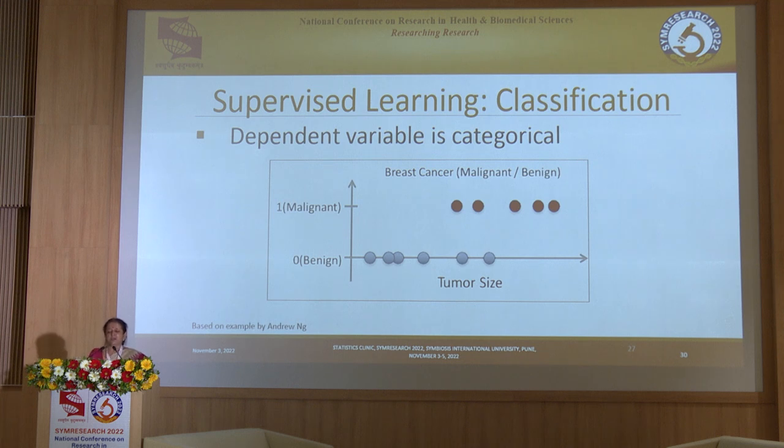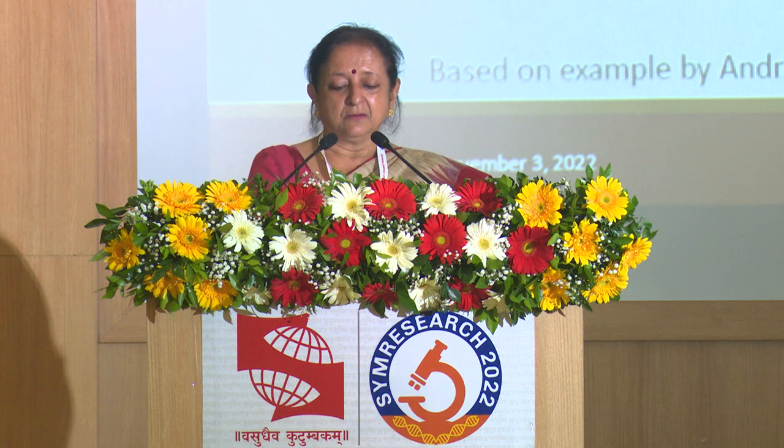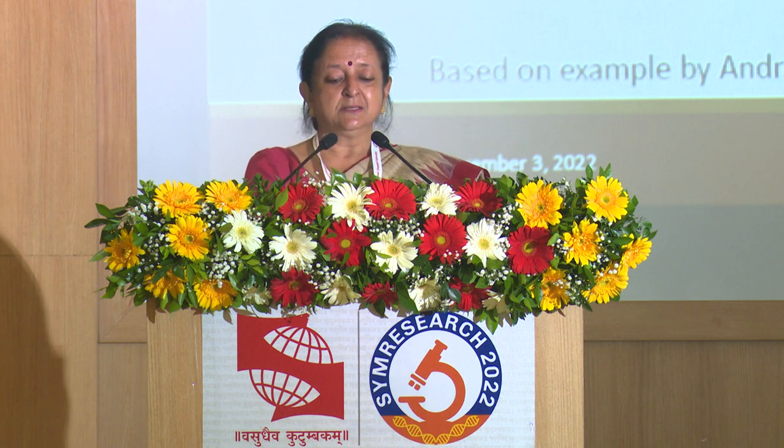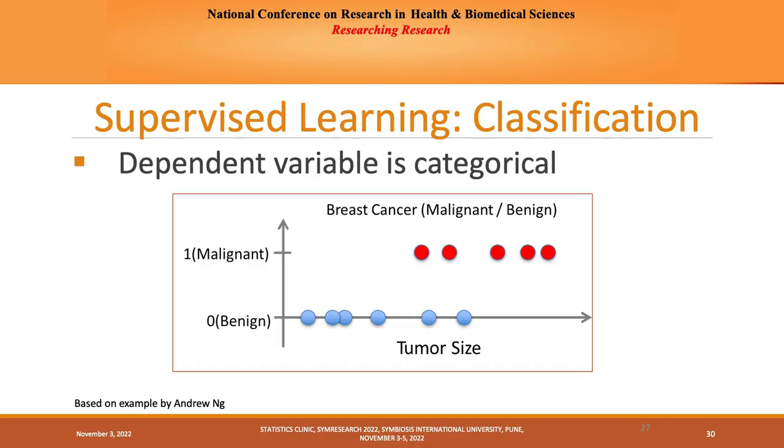And then the second example relates to the problem of classification, where the dependent variable is categorical. This is the example that I just talked about, in the context of breast cancer identification, malignant versus benign, on the basis of tumor size, so just one predictor variable. If you plot the data, the predictor is along the x-axis. The blue circles represent observations corresponding to the benign tumors, and the red circles represent observations corresponding to the malignant class.